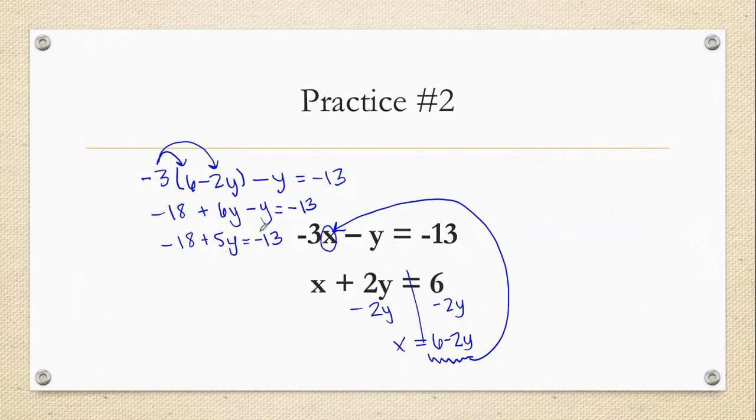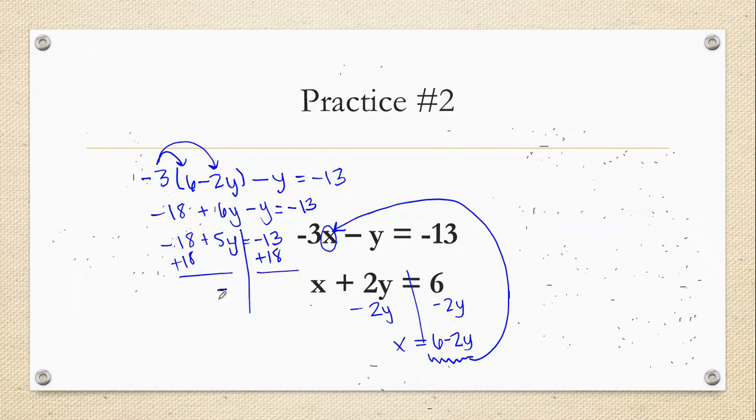What'd y'all do from here? Okay, so then you split it down the middle, and then you add 18 to both sides. And then negative 13 plus 18 is 5. And then you divide both sides by 5. Perfect.